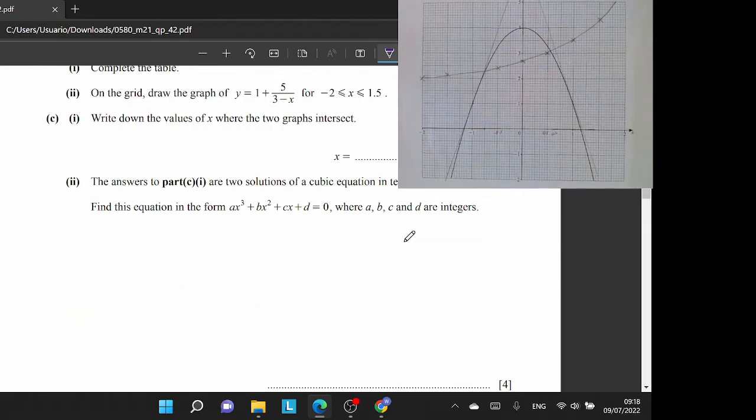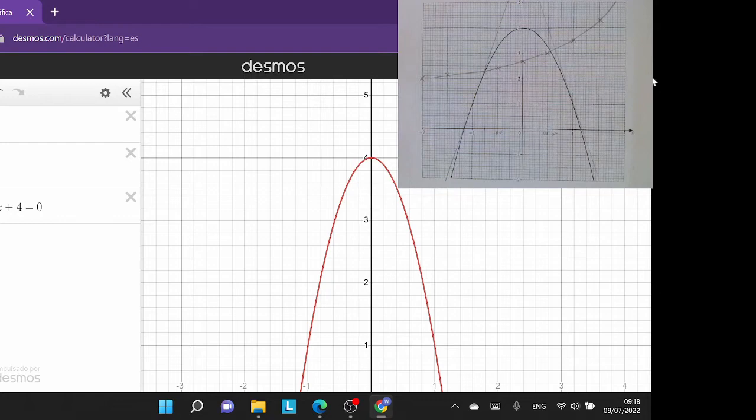Now in the examiner's report they said this question was not attempted by many candidates, and I can understand why. It is a bit confusing. The answers to part C1 are two solutions of a cubic equation. Okay, what we need to recognize here is the cubic equation's got three solutions and we've only got two. Let me show you exactly what that means.